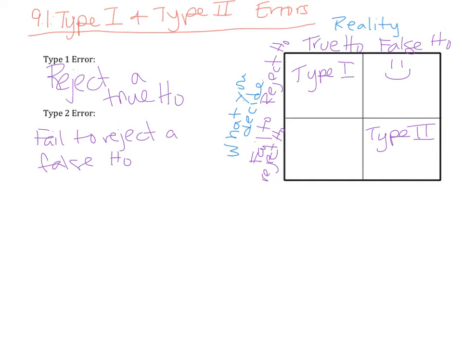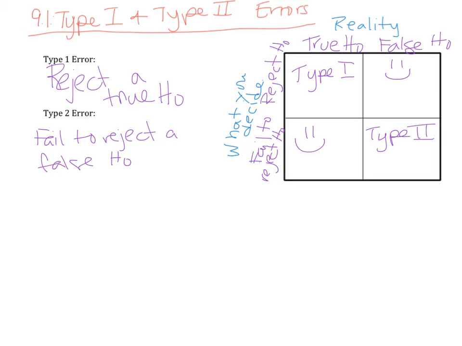The other thing is if you fail to reject the null hypothesis, that means that you do not determine that the null hypothesis is false. And if the null hypothesis was actually true, that would be another good decision. So those two are what we want to happen. The errors are what we absolutely do not want to happen, but they could occasionally happen.